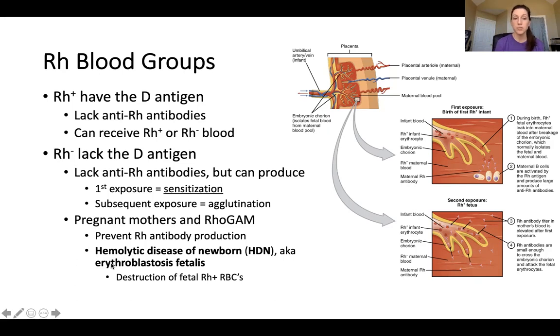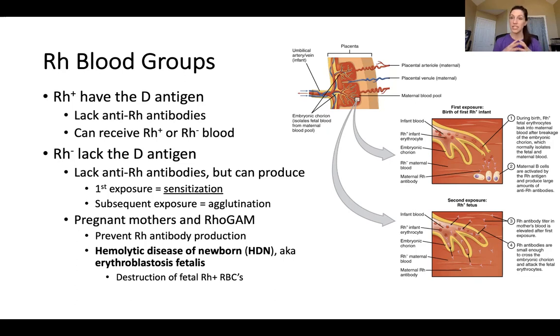That is where you get into what we call hemolytic disease of the newborn, abbreviated HDN. It's also referred to as erythroblastosis fetalis. Same thing: the mother's antibodies attack the baby's red blood cells. Without treatment, that will cause the baby to die in many cases. But luckily, there's an injection called RhoGAM that can be given to an Rh negative mother to prevent her body from producing antibodies to the Rh factor, if you know that it's an issue.